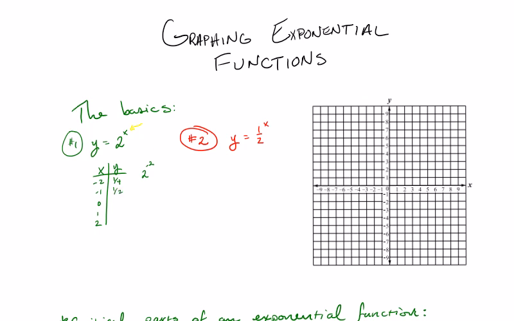So this would be 1/2. This would be 2 to the 0 power, which would be 1, right? So when you put 0 as the exponent, remember it always makes everything just 1, not 0. And then 2 to the first would be 2. And then 2 to the second would be 4, all right? So I'm going to plot those points.